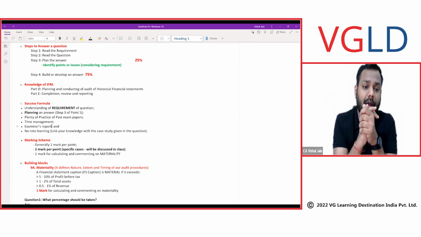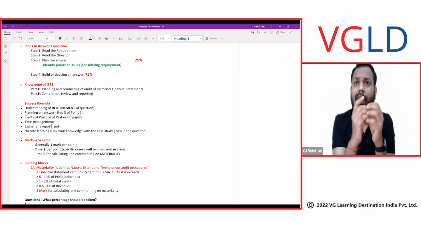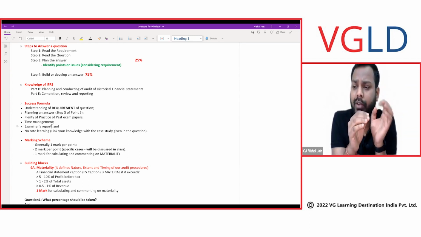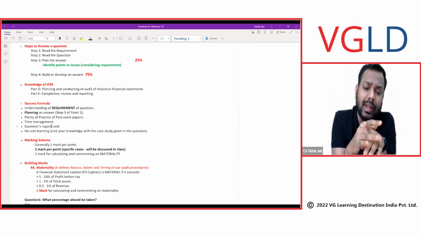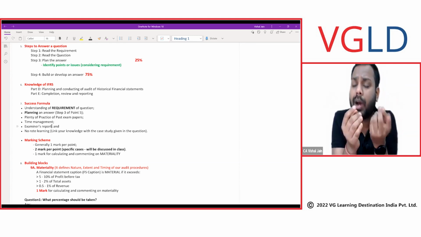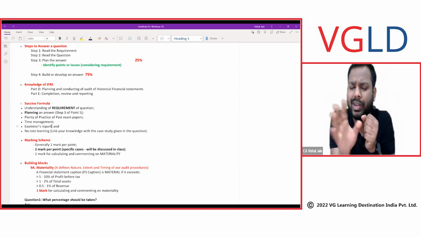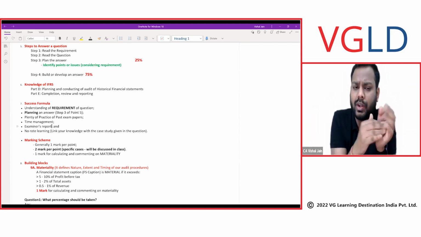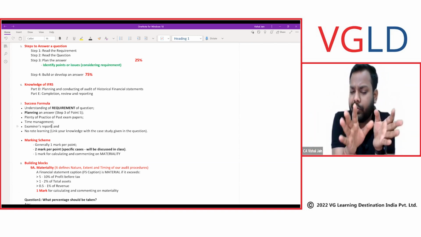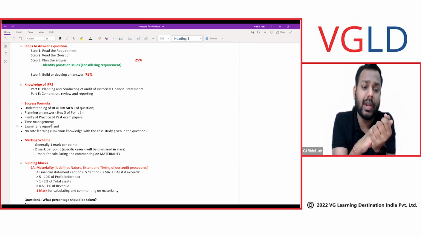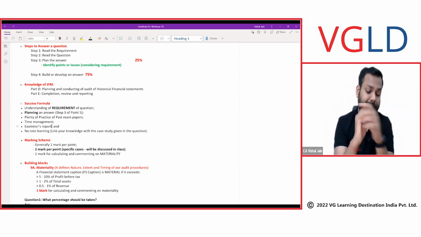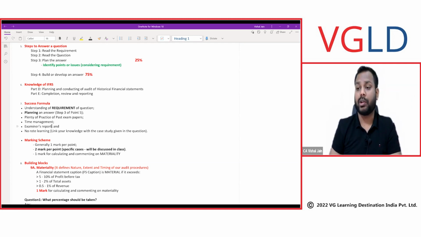That's all. Now, the marking scheme generally is whenever you write any one point, you will get one mark for that point. And there are cases where you will get 2 marks per point, which are specific cases we'll discuss in the class. What are the areas where we'll get 2 marks for the point? I will guide you in the marking scheme as well. Okay. Now, building blocks. Few important points in building blocks.